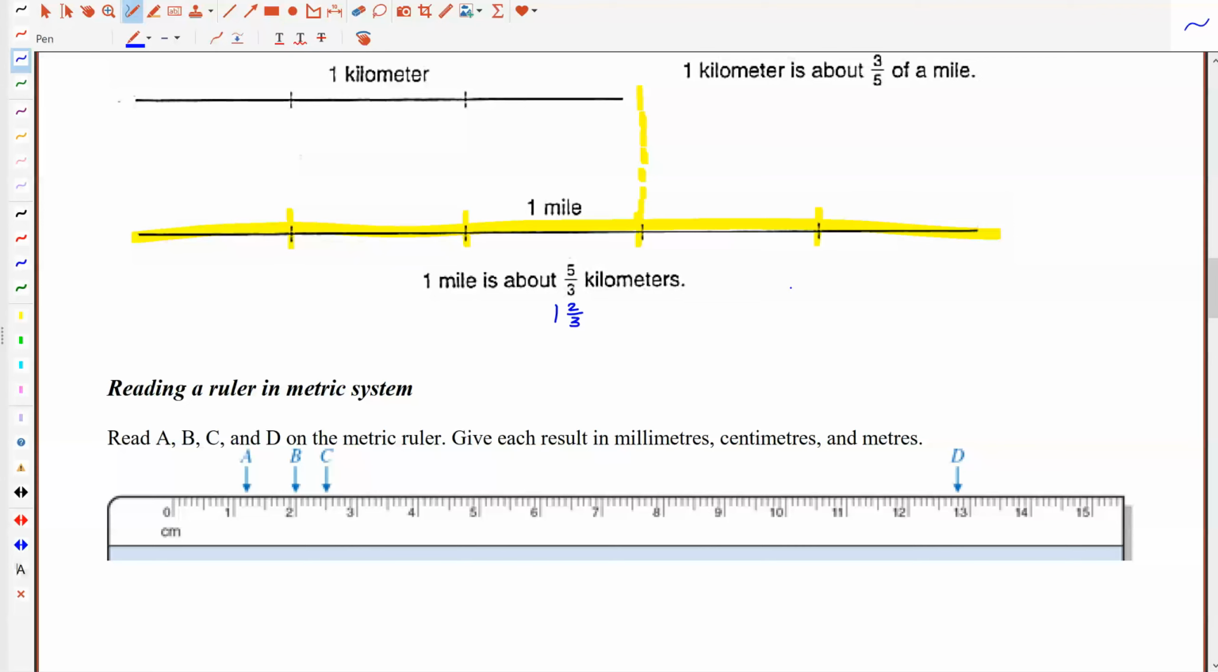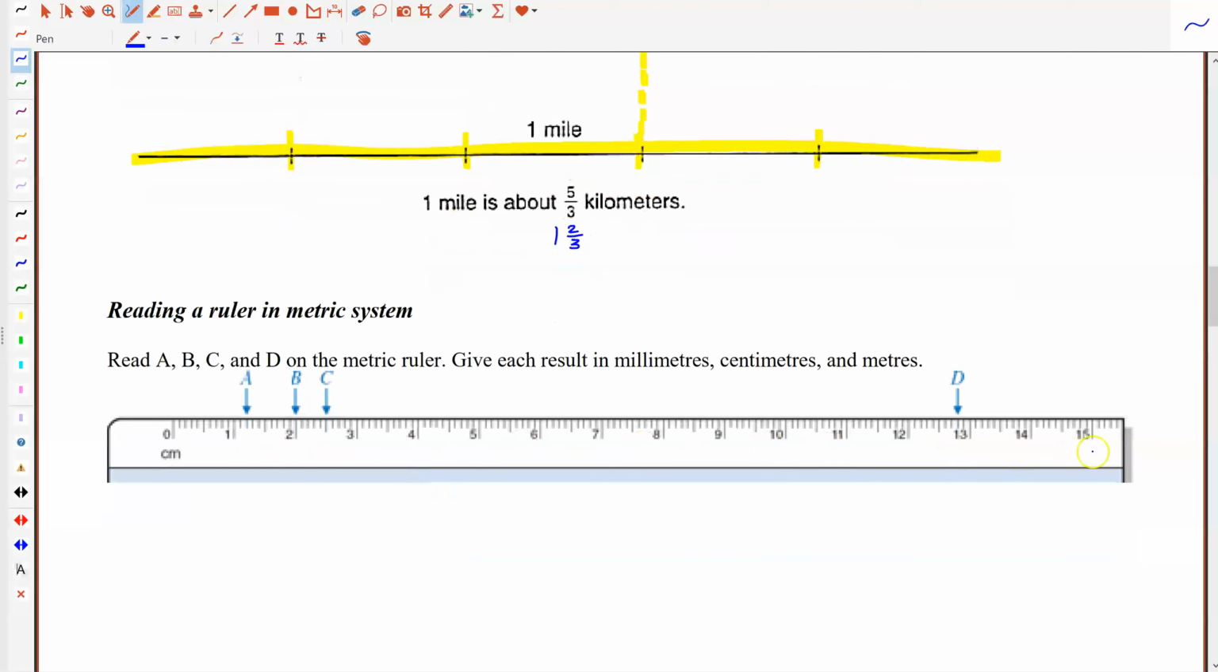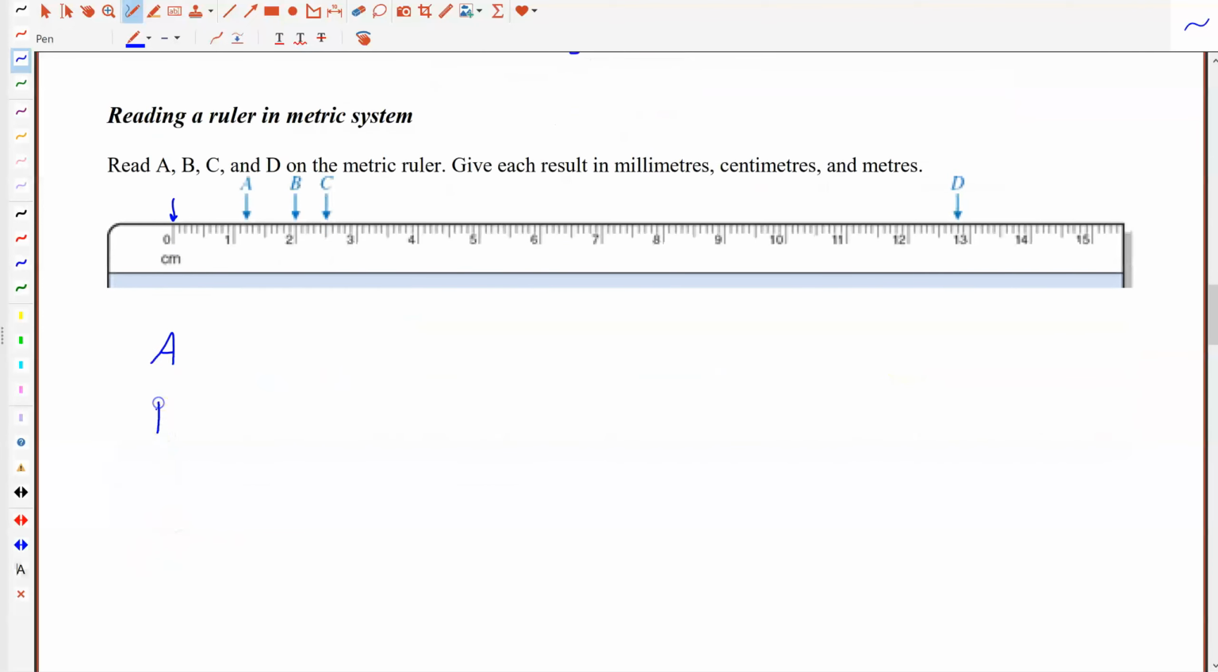So on our rulers, we've got our U.S. customary units in inches on one side, and then typically there are metric measurements on the other side. So we want to make sure that we can read things in the metric system. Given this ruler snippet right here, we are going to find out how long it is from 0, which is my starting point, out to A, B, C, and D. And we're going to give the results in millimeters, centimeters, and meters. Now this is where the metric system really shines, because the metric system is based upon powers of 10. So it's really easy to go back and forth between the different units.